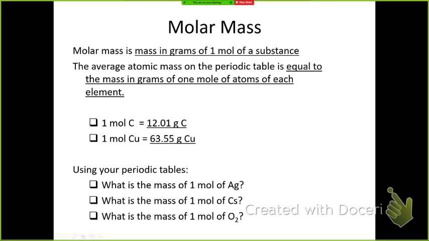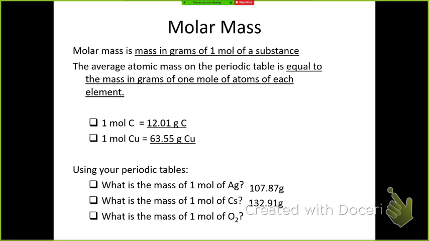Okay, so if you looked up silver on the periodic table, you'll see that its average atomic mass is 107.87 grams. And so that is the mass of 1 mole of silver. If you looked up cesium on the periodic table, 1 mole of cesium weighs 132.91 grams.